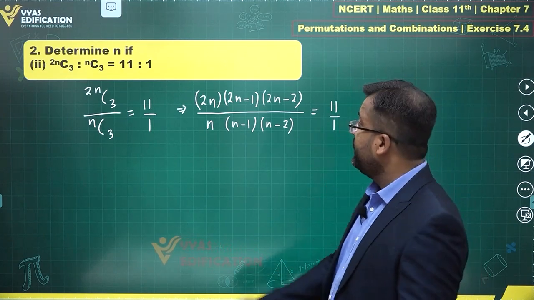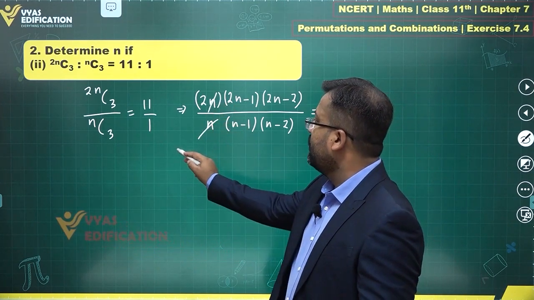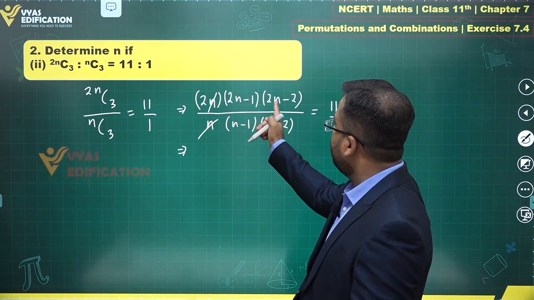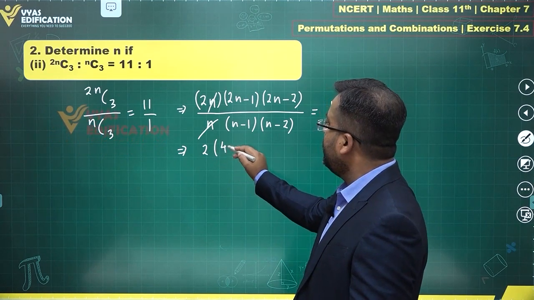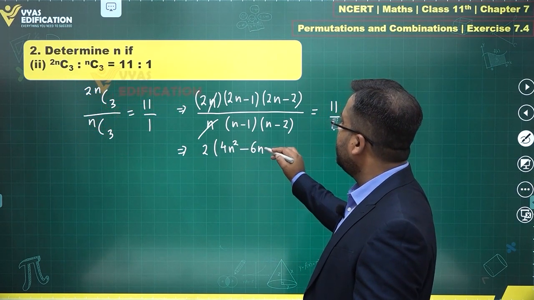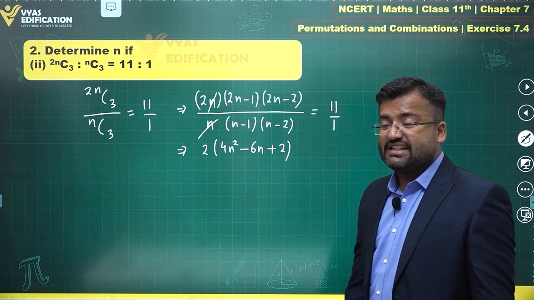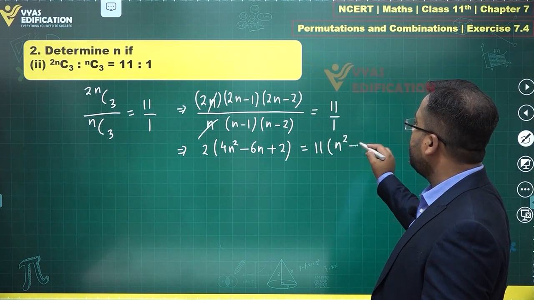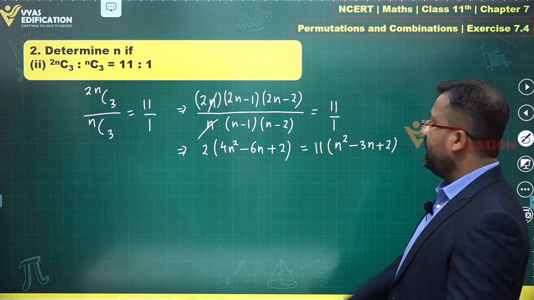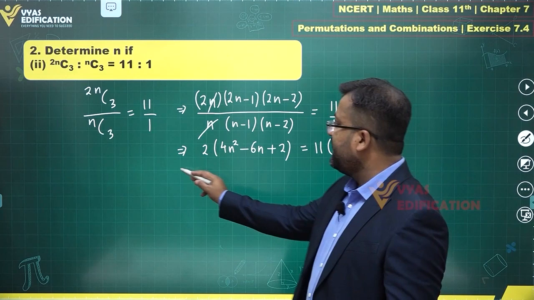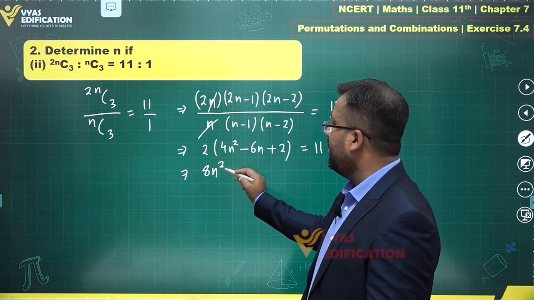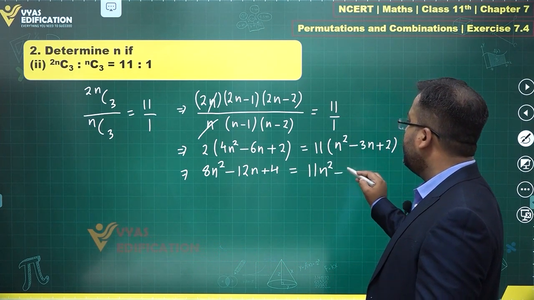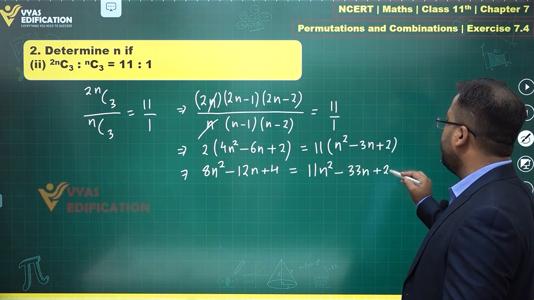Is that okay? Yes. This n goes with this n. And what do we get in the numerator? This is 2n times 2n, with the 2 outside. This is 4n square minus 6n plus 2 on the LHS. On the RHS, you have 11 times this factor, which is n square minus 3n plus 2. Let's multiply and create a quadratic. This is 8n square minus 12n plus 4 is equal to 11n square minus 33n plus 22.